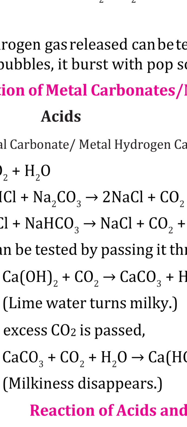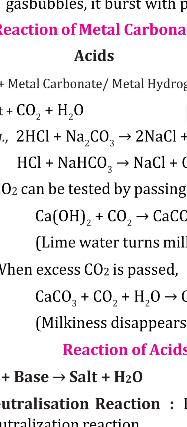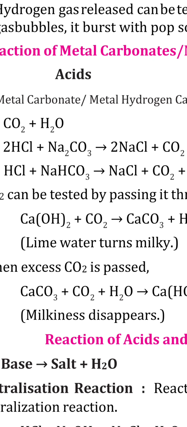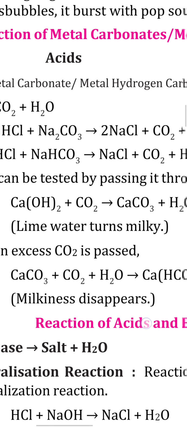Calcium hydroxide, which is also known as slaked lime, reacts with CO2 and gives calcium carbonate and water. And lime water is the solution of calcium hydroxide. When excess CO2 is passed, the milkiness disappears and we get calcium bicarbonate. Reaction of acids and bases with each other.